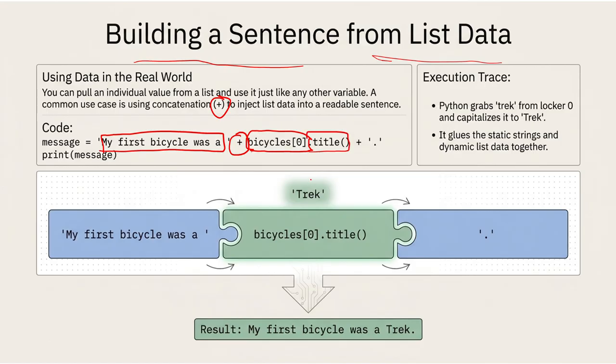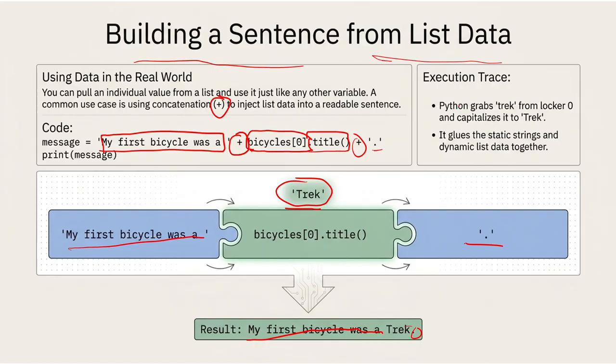If you remember from the last slide, the output of this was the track variable. We are concatenating this with "my first bicycle was a track", and then again using the concatenation operator to concatenate the period symbol. So overall, what you will see in the console is: my first bicycle was a track, followed by a period. This is how you build a sentence from list data.